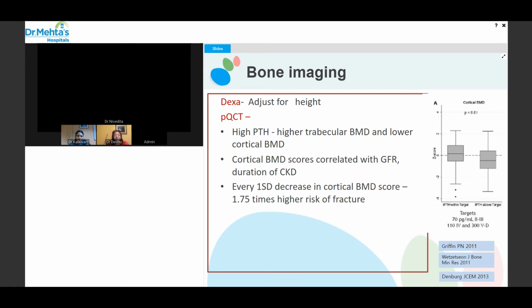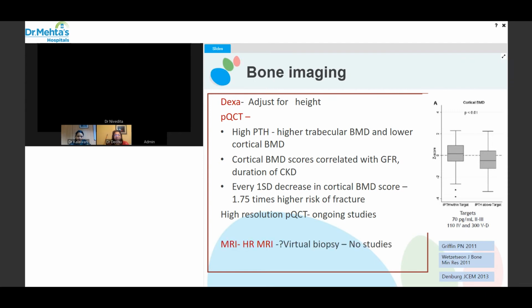So that is the major advantage of QCT, which can differentiate between the trabecular and the cortical bone as opposed to DEXA. The cortical bone mineral density scores correlated with GFR and the duration of CKD. And for every standard deviation decrease in the cortical BMD scores, there was a 1.75 times increase in risk of fractures. High-resolution pQCT studies are ongoing.